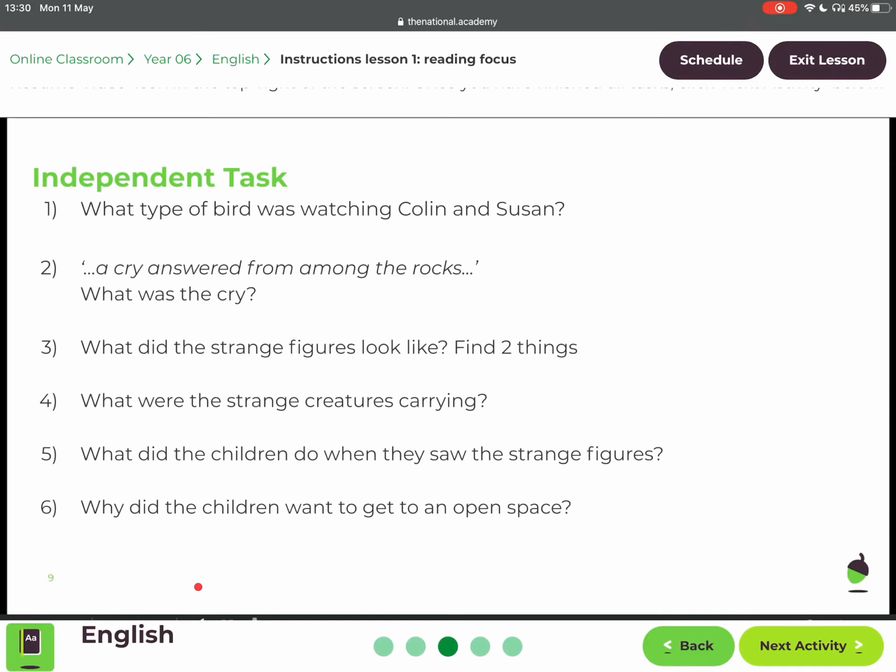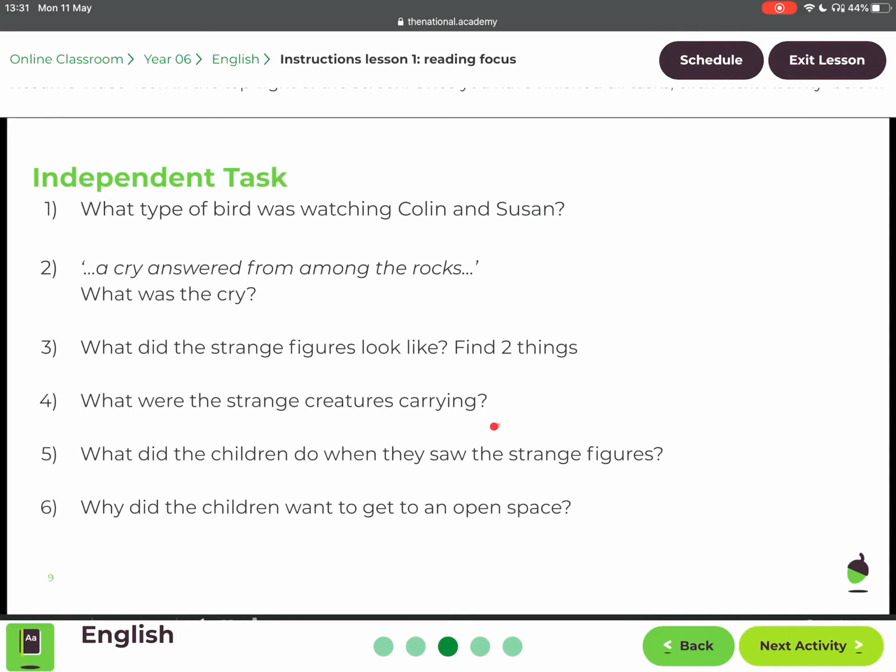So number 1, what type of bird was watching Colin and Susan? That would be a crow. A cry answered from among the rocks. What was the cry? It was an echo. What did the strange figures look like? Find 2 things. So you could have 3 feet high, man-shaped, thin, wiry bodies, broad, flat feet and hands, and things like that.